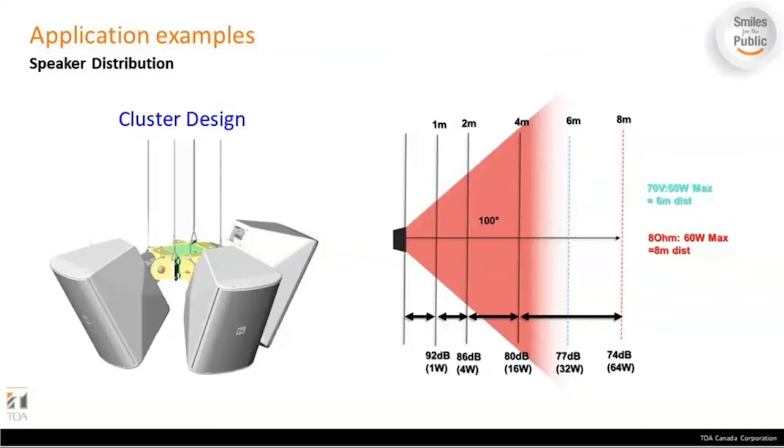So this was the one I was talking about, the cluster design. You rig it in the center and install the speakers in the four directions, north, south, east, west. For example, you will have 92 dB at 1 watt, 86 dB at 4 watts, and so on and so forth. And as the distance increases, your SPL level goes down. But you have to make sure that it sounds even in the overall space.